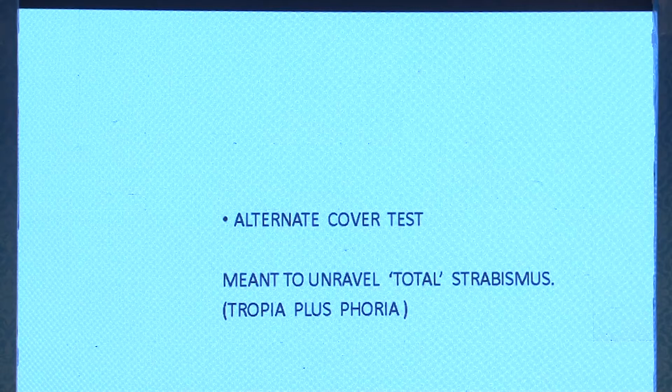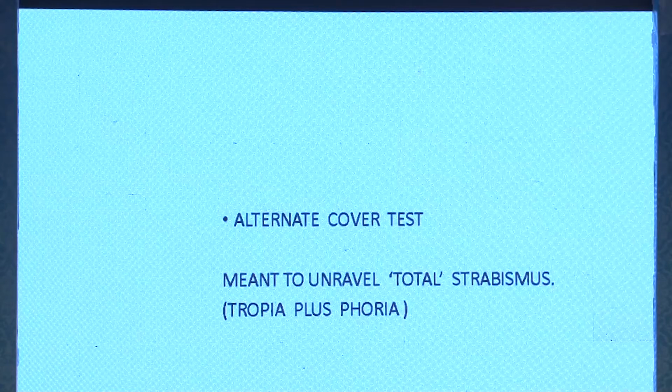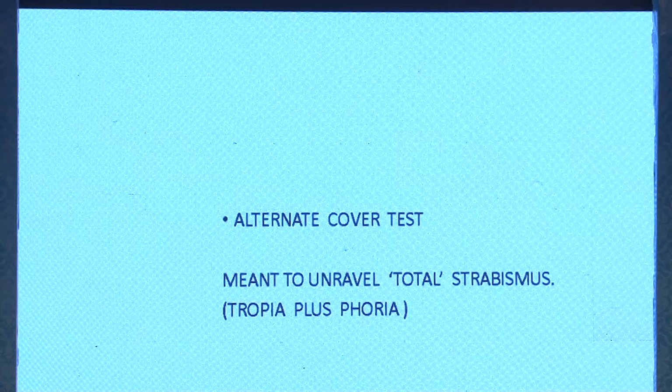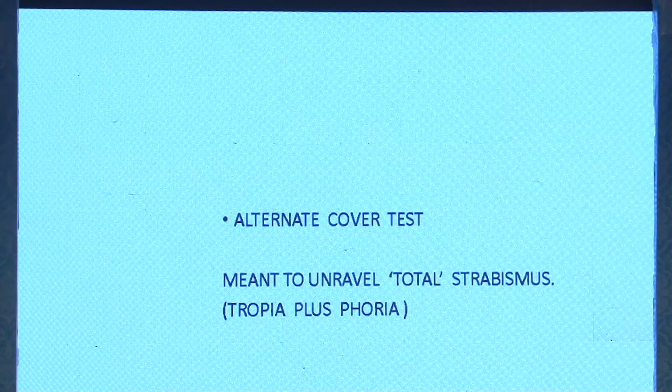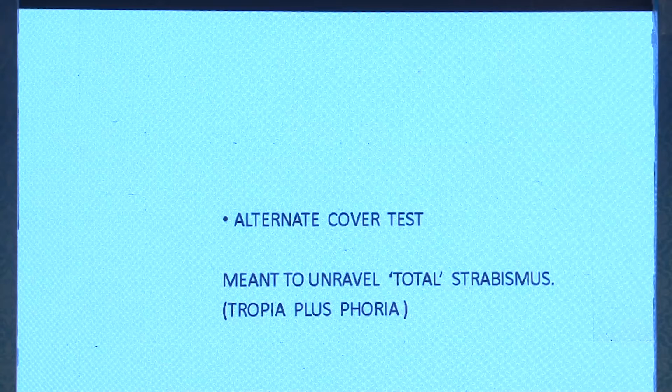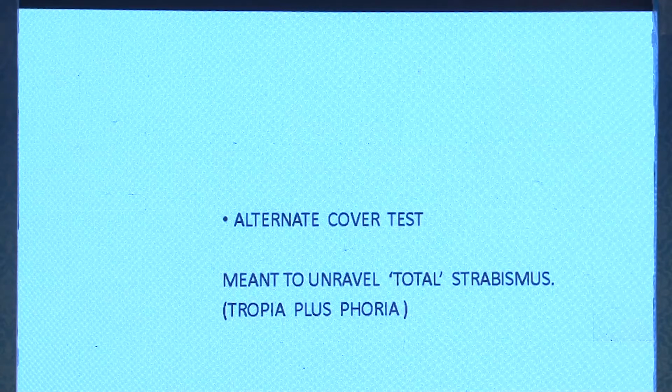So even in spite of having a tropia, you must do a proper alternate cover test to elicit the foria also, so that we get the total strabismus: foria plus tropia. And you operate on the total strabismus. That is the basic thing you must know.